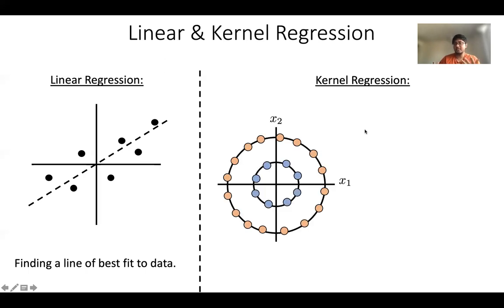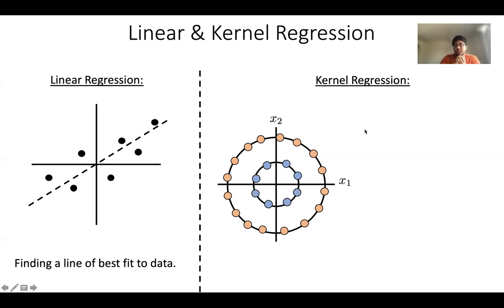So let's say you're given a data set. Here I'm given a data set in 2 dimensions. So I have these 2 features, x1 and x2. And here the goal is, this data lies on 2 concentric circles, and I want to classify between the orange and the blue points. So I want the model to be able to tell me, yes, this point is an orange point, or no, it's not, it's a blue point.